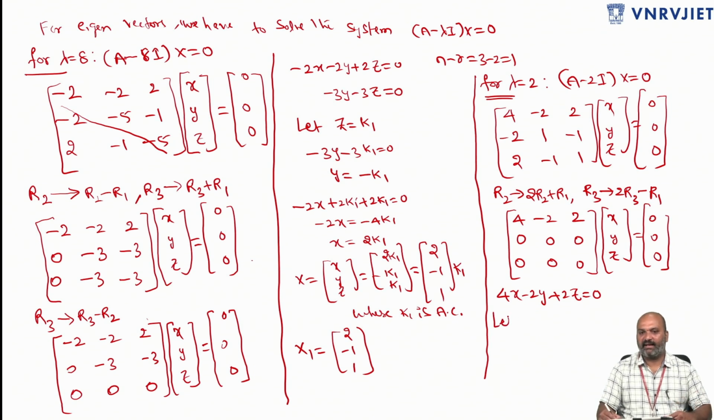So that's why we'll take here, let's say y equals k1 and z equals k2. Remember, this k1 is different from this. Okay, this is different. So y equals k1, z equals k2. Then if you substitute this y and z in this equation, what are we going to get? See, it is 4x minus 2k1 plus 2k2 equals 0.